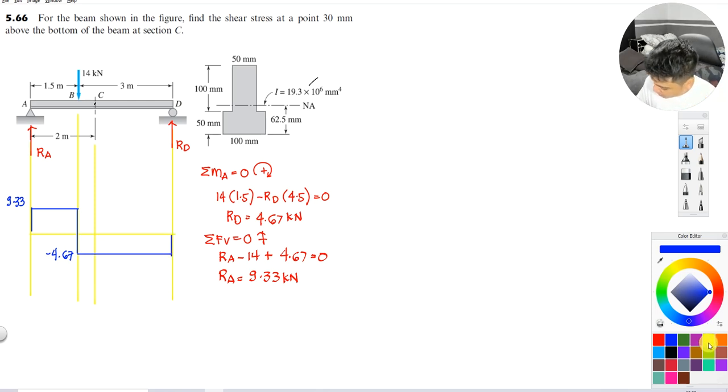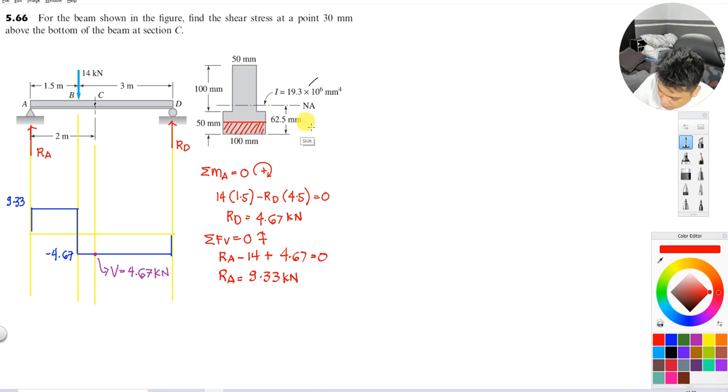Now, what we are looking for is this point. So again, that is your V equal to 4.67 kilonewton. So now we have I. What we will have now is the B, except that our B is just 30 millimeters above the bottom. So from here, it is just here. This is the only area I will take.